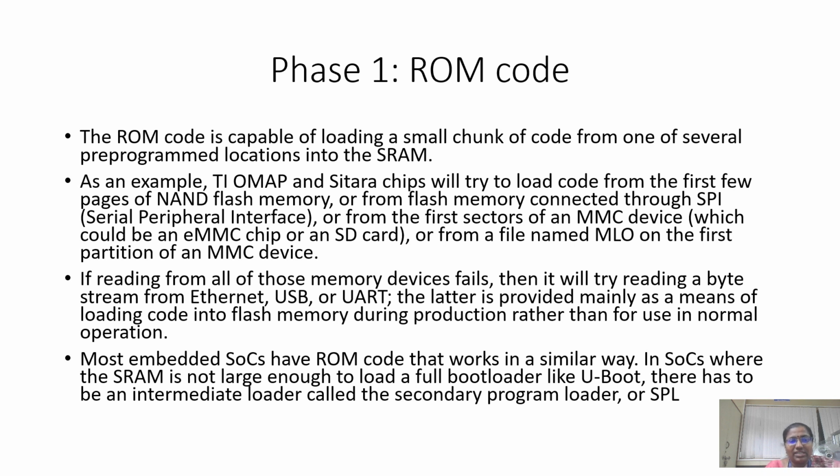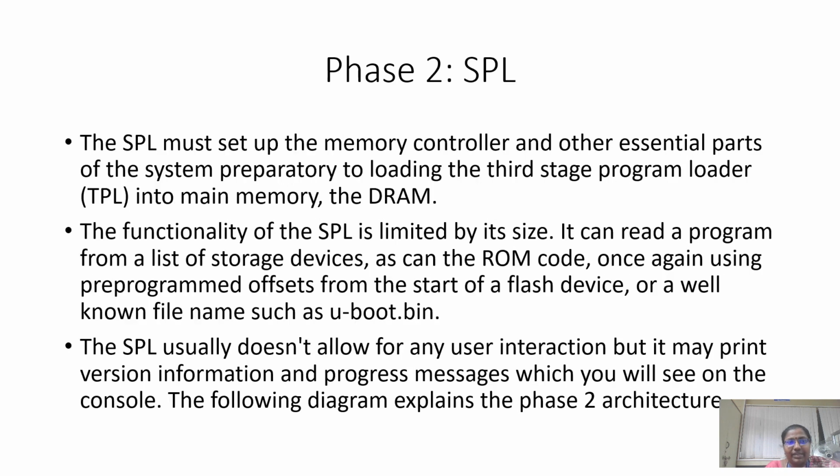In SoCs where SRAM is not large enough to load a full bootloader like U-Boot, there has to be an intermediate loader called the secondary program loader, or SPL. The SPL must set up the memory controller and other essential parts of the system in preparation for loading the third stage program loader into the main memory. The functionality of the SPL is limited by its size. It can read a program from a list of storage devices, as can the ROM code, once again using pre-programmed offsets from the start of a flash device, or a well-known file such as uboot.bin.